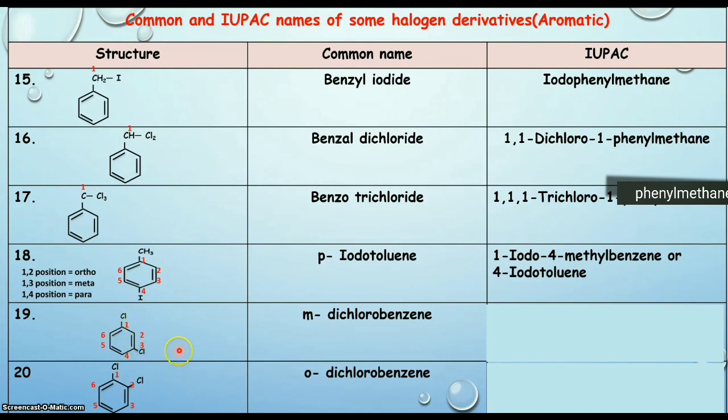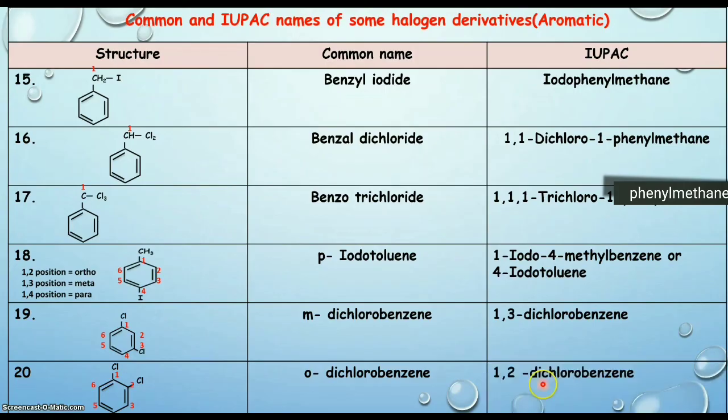For this structure, chlorine is present on the first and third carbon atoms. Therefore, its IUPAC name is very simple, 1,3-dichlorobenzene. And for this also, chlorine is present on the first and second carbon atoms of benzene. Therefore, its IUPAC name is 1,2-dichlorobenzene.